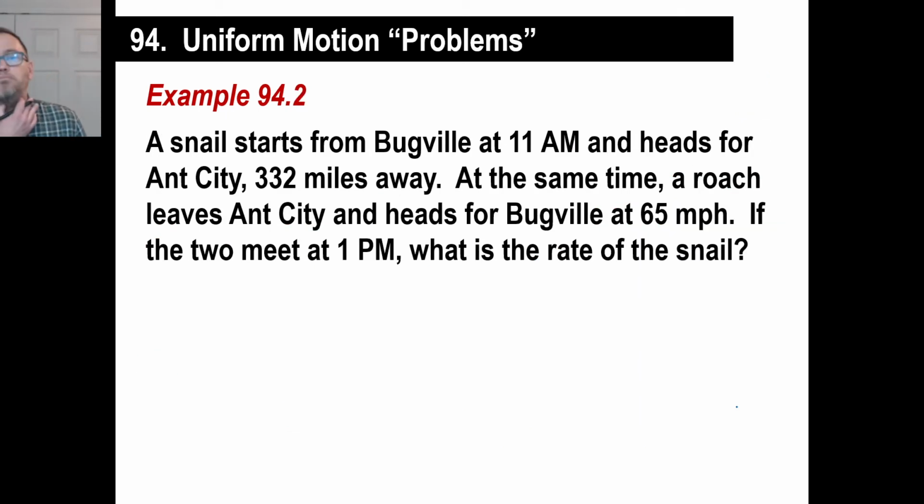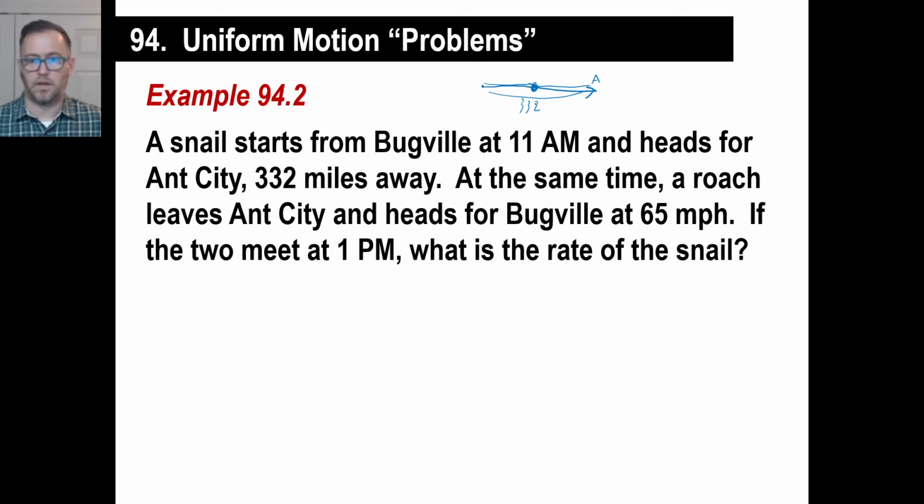A snail starts from Bugville at 11 a.m. and heads for Ant City, 332 miles away. Well, let's do it. A snail starts from Bugville, heads for Ant City, 332 miles away. So there's Ant City. It's 332. There you go. At the same time, a roach leaves Ant City and heads for Bugville at 65 miles an hour. So the two meet. They meet. Okay. If they meet at 1 p.m., what's the rate of the snail?